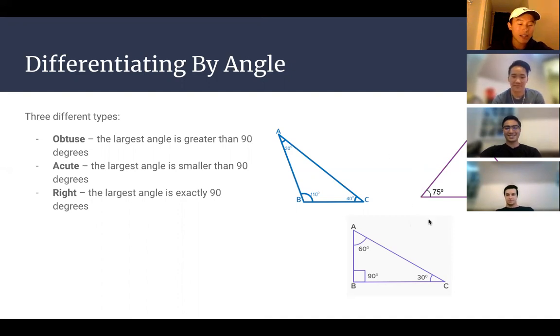And then finally, our last type is the right triangle, in which the largest angle is exactly 90 degrees. And we see this in this bottom triangle right here, the purple one. We see this angle B right here is 90 degrees exactly. And we can also tell this by the little square that's formed. So when you see a triangle and there's that little square there, that means that the angle is exactly 90 degrees.